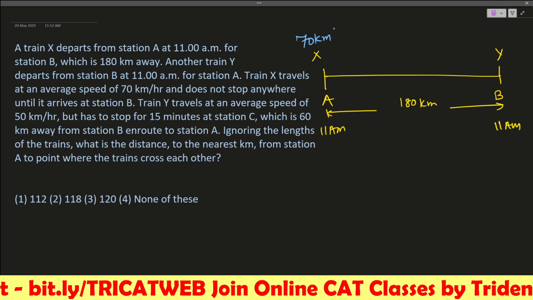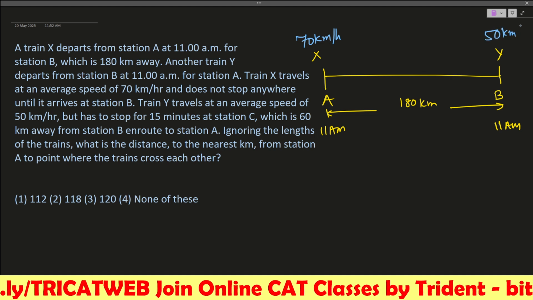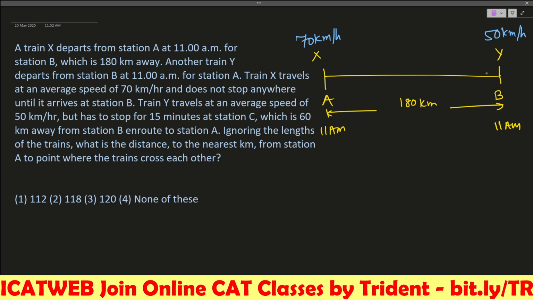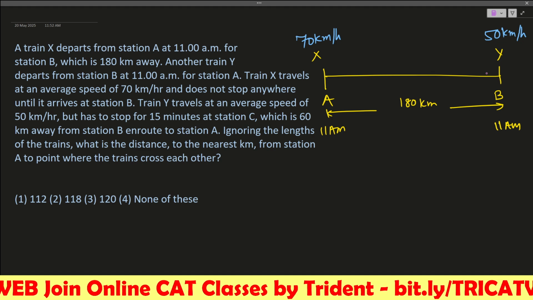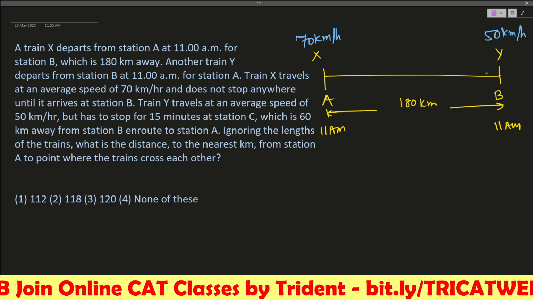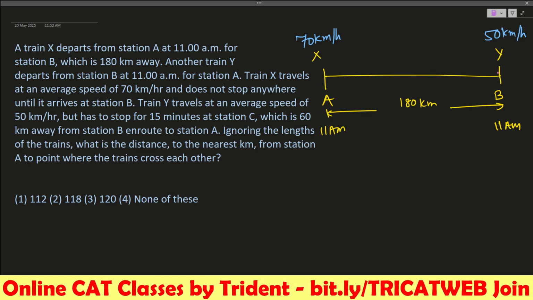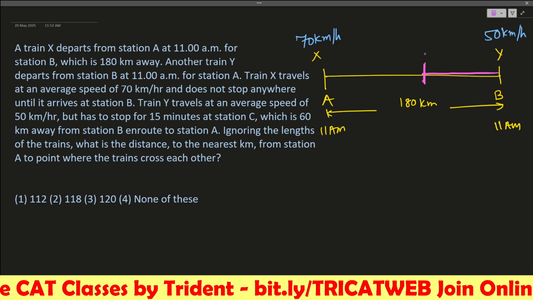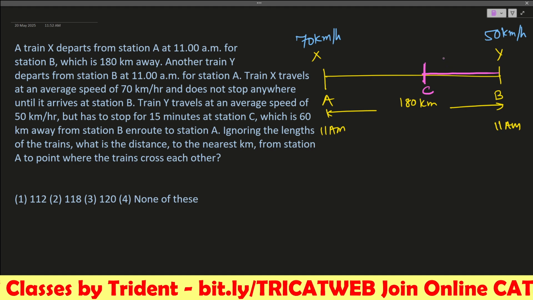This one is traveling at a speed of 70 kilometers per hour. This one, however, is traveling at 50 kilometers per hour. Now the next part says that X does not stop anywhere until it reaches its destination, whereas Y has to halt for 15 minutes at C. Now what is the significance of C? C is somewhere over there. This is location C, which is 60 kilometers away from B.